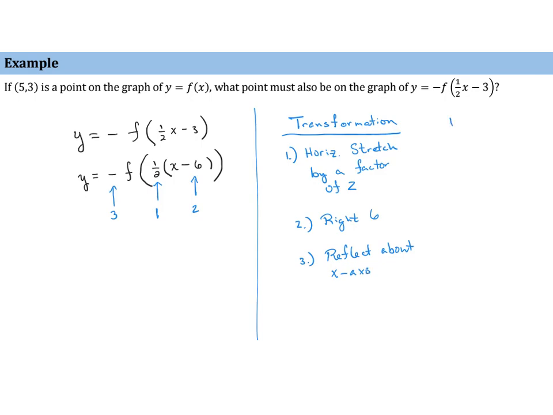So let's talk about the transformed point now. So our original point was (5, 3). So if we're going to stretch that horizontally by a factor of 2, instead of (5, 3), we're going to have the point (10, 3). Now let's move it right 6 units. We will get (16, 3). Now if we're reflecting about the x-axis, that will change the output. So that'll change our y value. So negative 3. So the new point is (16, -3).